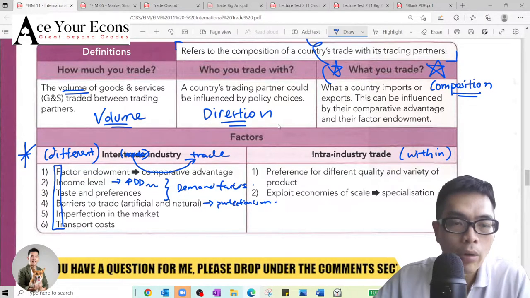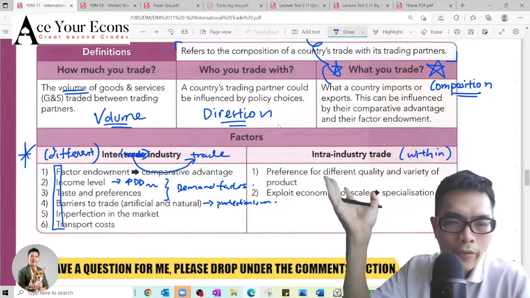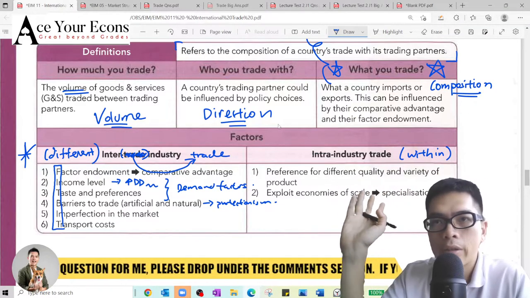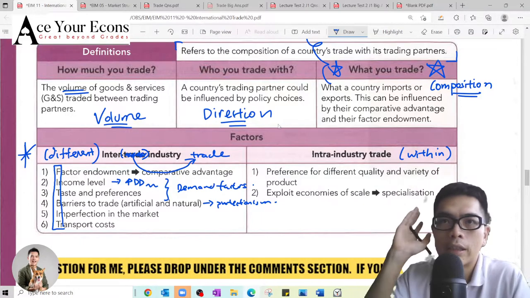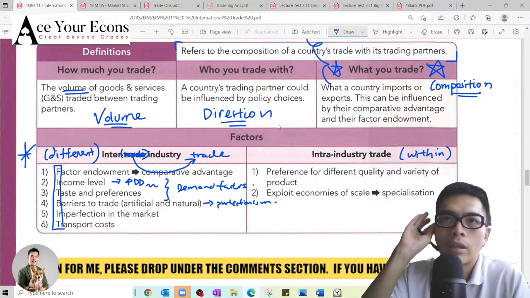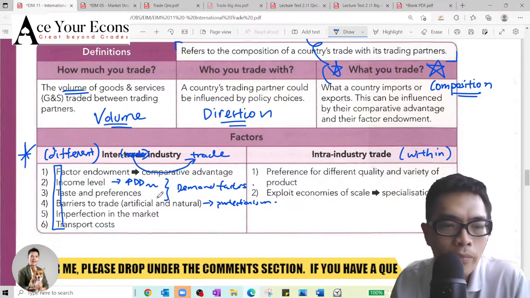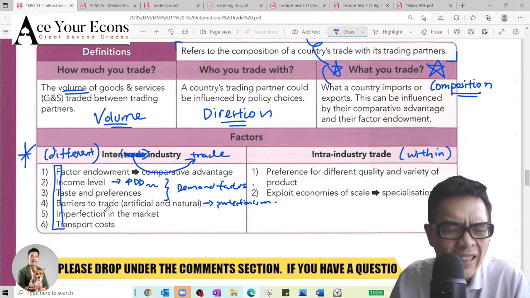So for everyone, is everyone following me on trade barriers? Okay, the example that I used earlier was quite easy, right? Quite straightforward, right? Yeah. Okay, 5 and 6 are a little bit abstract.